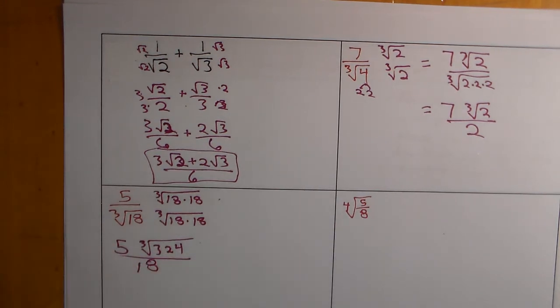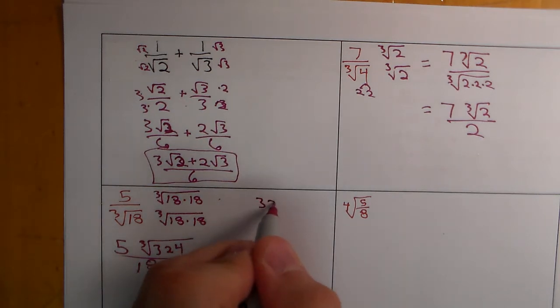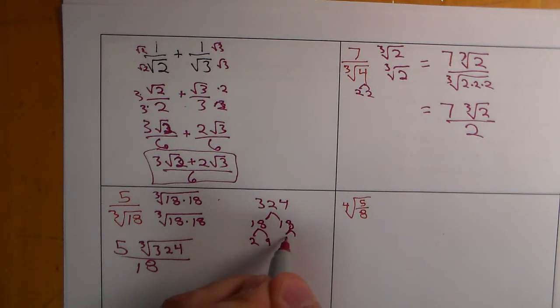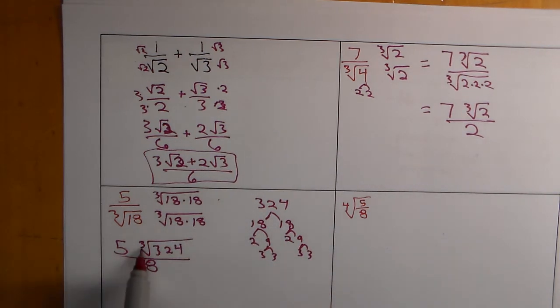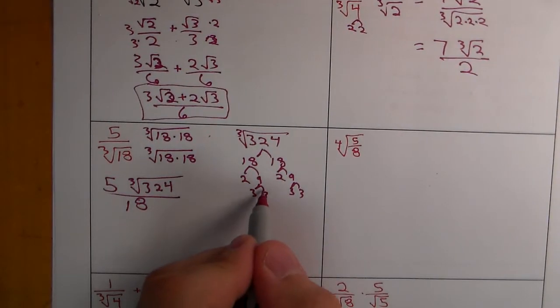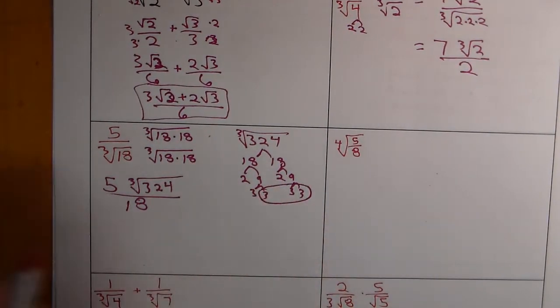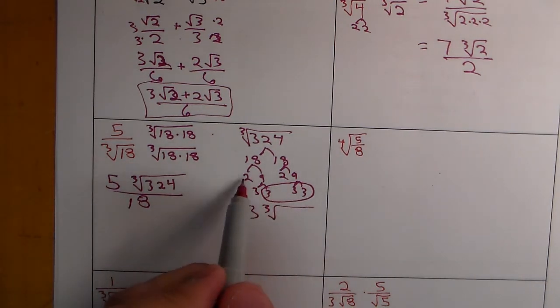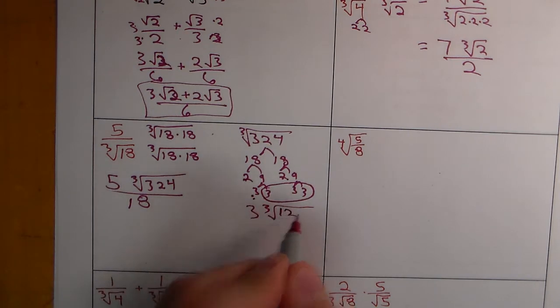Now we have to look to see if we can simplify 324. So I'm just going to write this off to the side. 324 we know is 18 times 18. That means it's 2 times 9 and 2 times 9. So you get a set of 3's there. Now this is cube root we're looking for, so I need to find a set of 3. I got it right there. So that's going to come out, and I'm left with 2, 2, and 3. That's going to be 12.